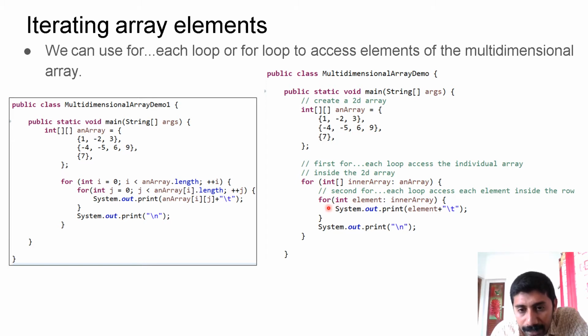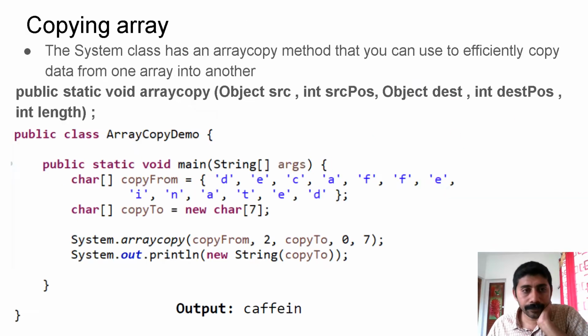Within that I am giving another for loop. This inner array has elements like integers, int element. So I can print each element of this inner array. In this way also I can iterate through the array elements.